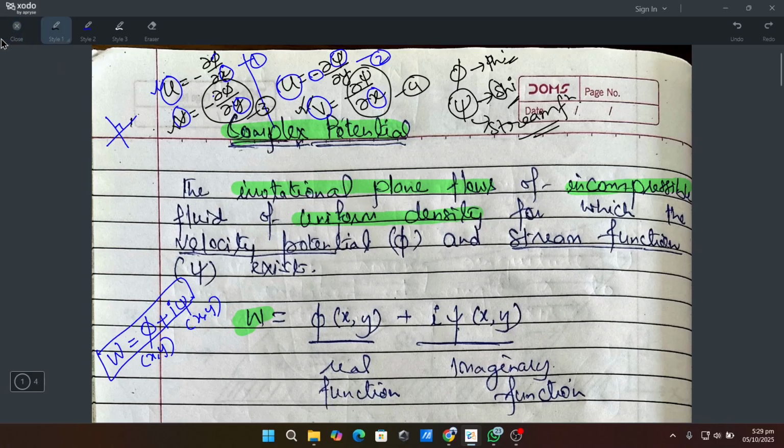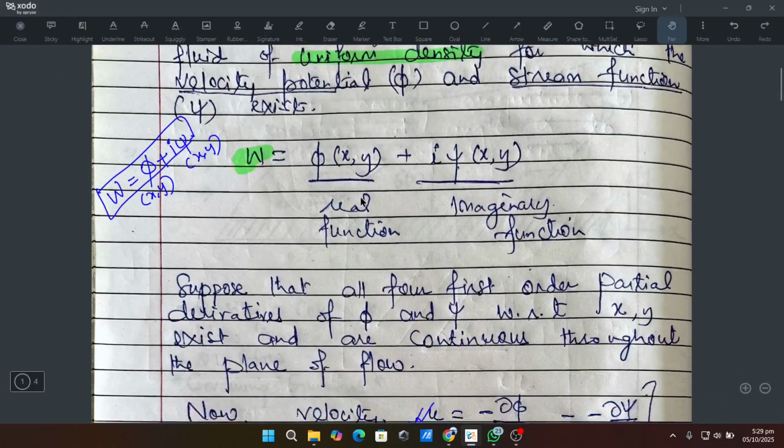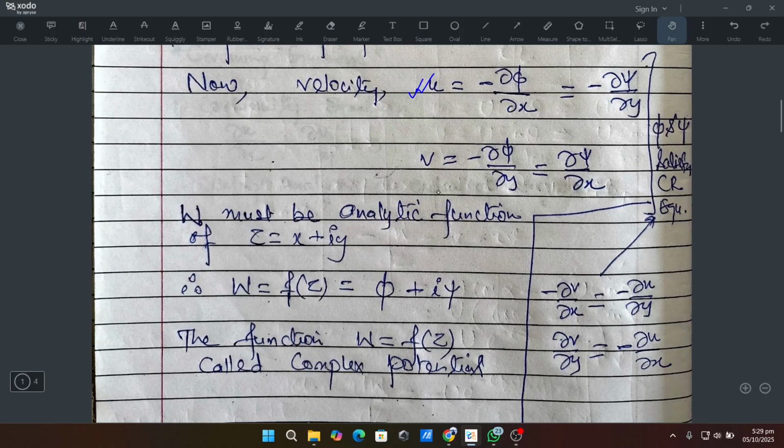So I hope that it is very easy for you to understand now. Let's see what we can write from here: v is equal to what? Negative d phi dy equal to d psi dx.